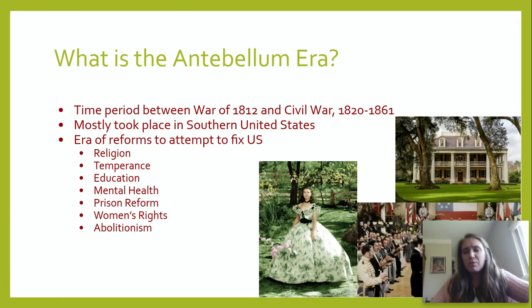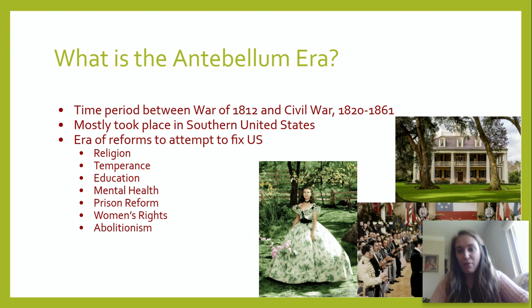So you got all these crazy people coming in trying to fix everything but the actual problem at hand. So they tried fixing religion, temperance, which is alcohol. They tried banning alcohol, which they were eventually successful in the early 1900s. They tried reforming education, mental health, prison reforms, women's rights, and abolitionism, of course. So they did briefly address the actual issue at hand, the whole slavery topic. But of course, they weren't successful because, spoiler alert, our next unit is the Civil War, a war fought directly over free states versus slave states, slavery, all of that terrible stuff.